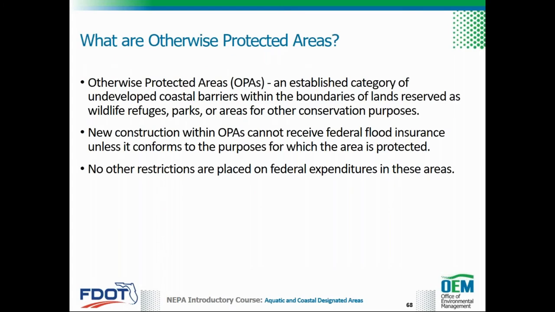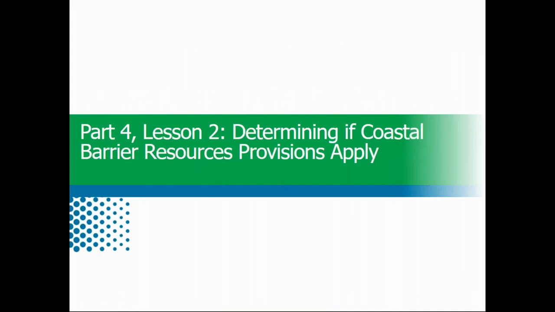Otherwise protected areas, or OPAs, are an established category of undeveloped coastal barriers within the boundaries of lands reserved by wildlife refuges, parks, or areas for other conservation purposes. New construction within OPAs cannot receive federal flood insurance unless it conforms to the purposes for which the area is protected. No other restrictions are placed on federal expenditures in these areas. Therefore, the federal funding prohibitions of the Coastal Barrier Resources Act do not apply to those areas.